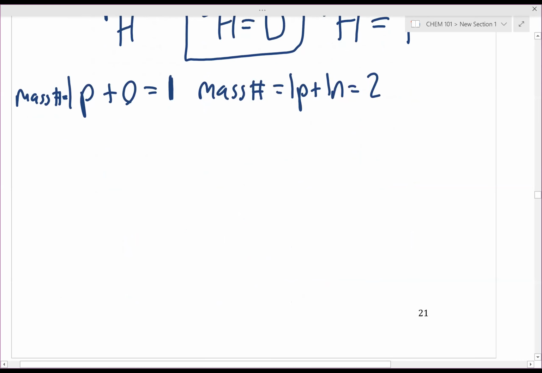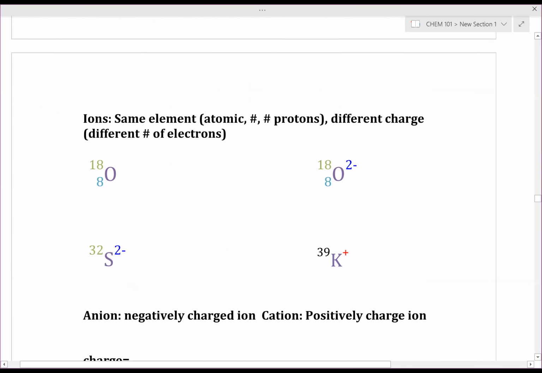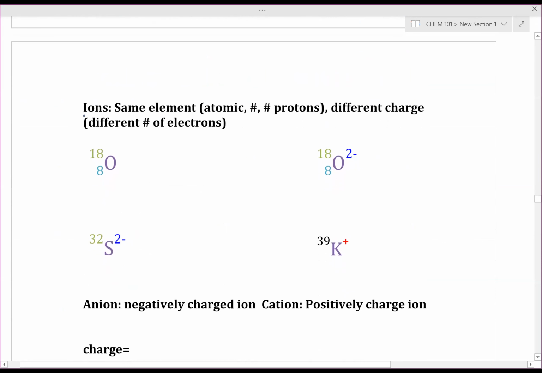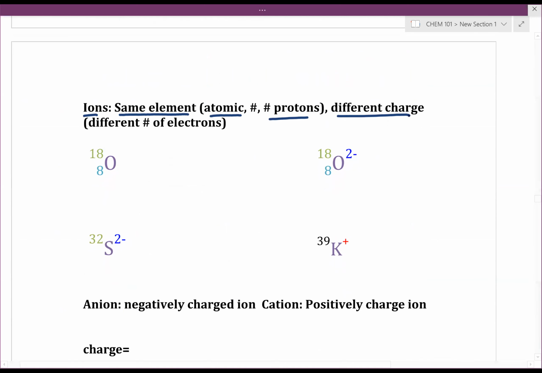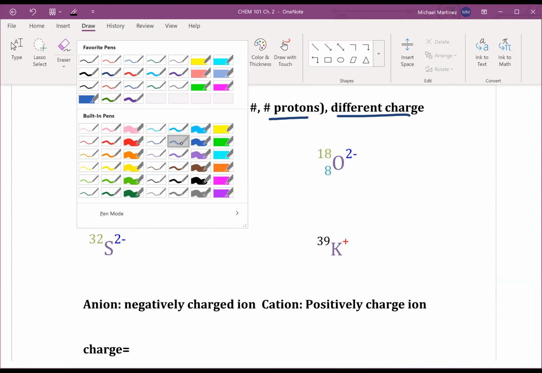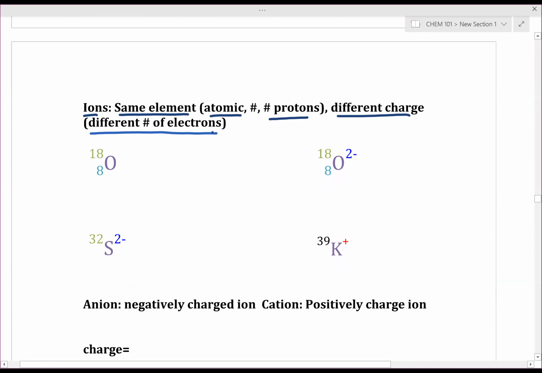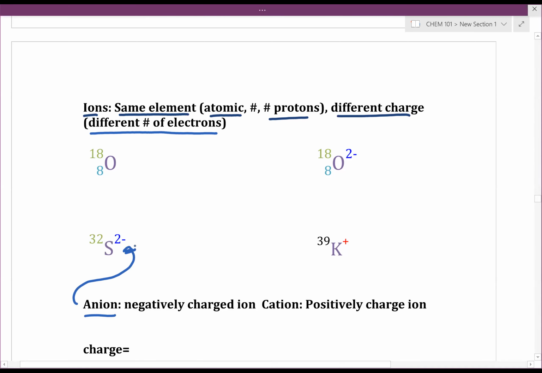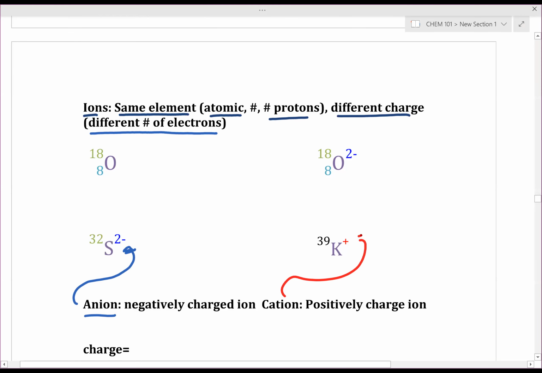Okay. Let's now cover the last point, which involves a discussion of ions. In ions, we have the same element, atomic number, and number of protons, but a different charge. When you observe ions with a different charge and the same atomic number, this tells us bright and clear that we have a different number of electrons. So ions: same element, different number of electrons, different charge. Again, anions are negatively charged species, while cations are positively charged species.